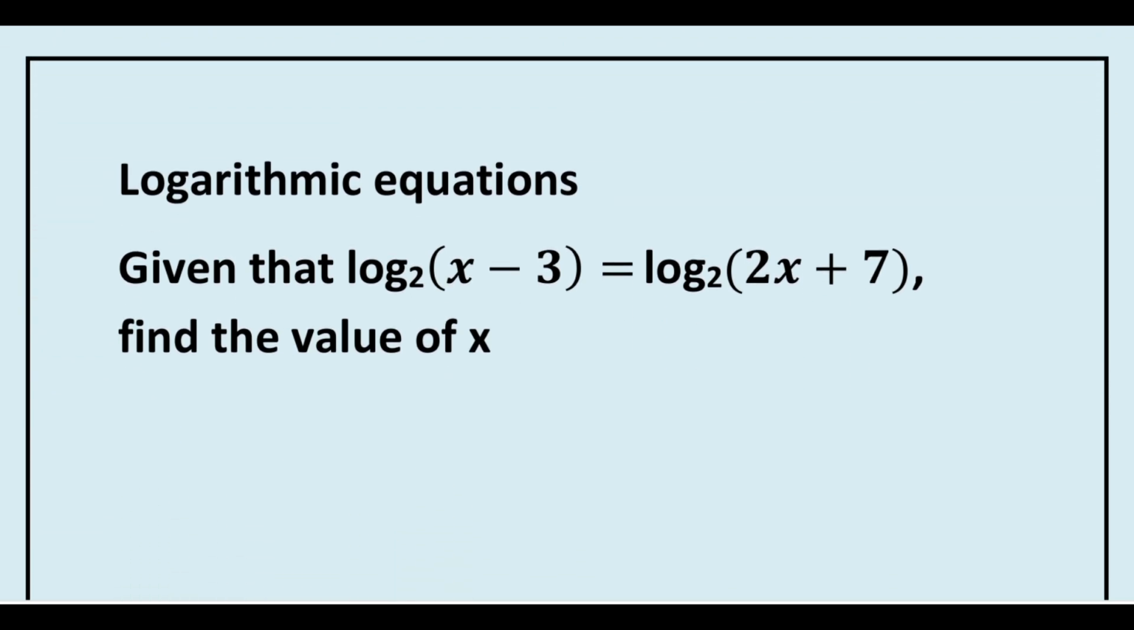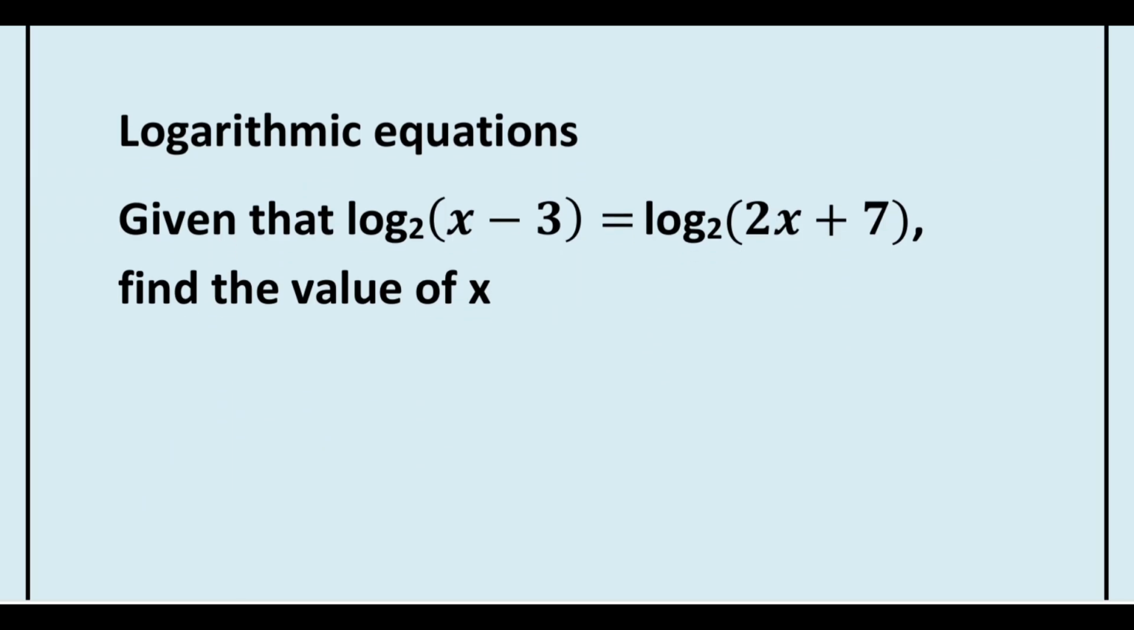Now, we are moving to the next item, logarithmic equations. So we want to work out the following. We are told, given that log to base 2 of (x minus 3) is equal to log to base 2 of (2x plus 7), find the value of x. Now in this case, if the bases are the same, then these values are also going to be equal. Why? The bases are the same. So in this case, we are going to drop the logs and then we equate these values. So we shall have x minus 3 is equal to 2x plus 7. Then we use this to find the value of x.